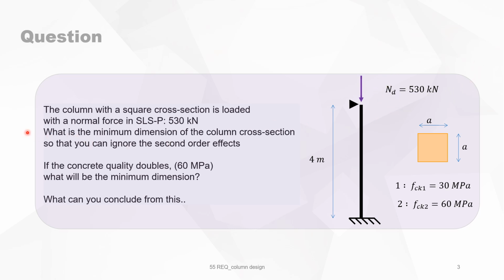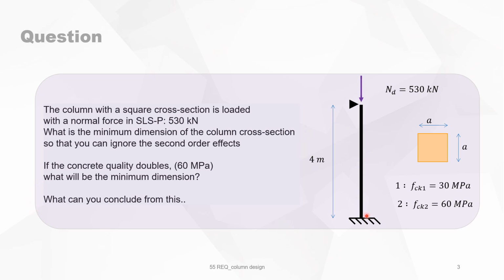What is the minimum dimension of the column cross-section so that you can ignore the second order effects? If the concrete quality doubles, for instance to 60 megapascal from 30 to 60, what will be the minimum dimensions of the cross-section of the column? And now what can you conclude from this?